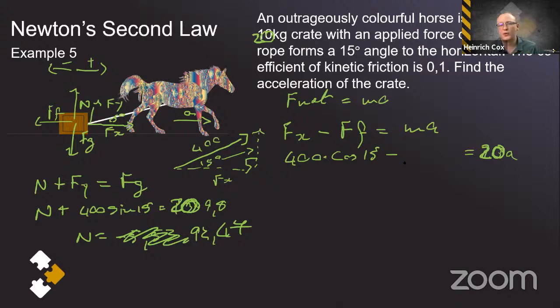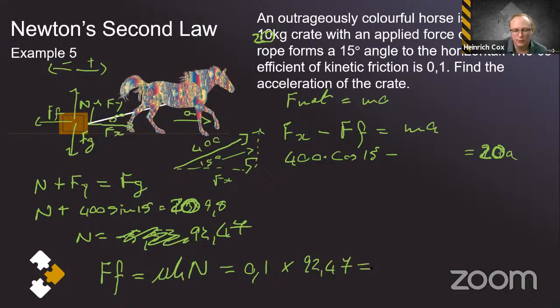Okay, so now we've got the normal force. We're doing this so we can find the frictional force. So we know that the force of friction is equal to mu k multiplied by n. Now, we know what mu k is. That's going to be 0.1. And we know that n is the 92.47 that we just got. So 0.1 times 92.47, and that, unsurprisingly, is 9.25. Okay, so that's then the frictional force, so we can sub that in for friction.